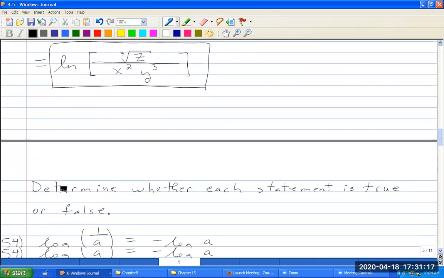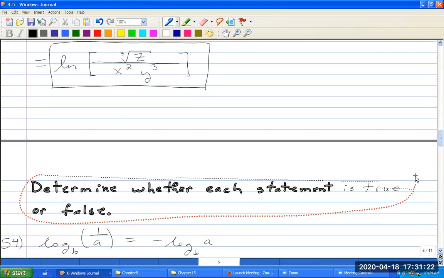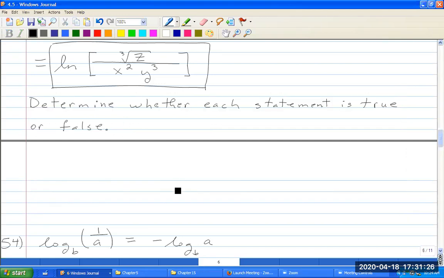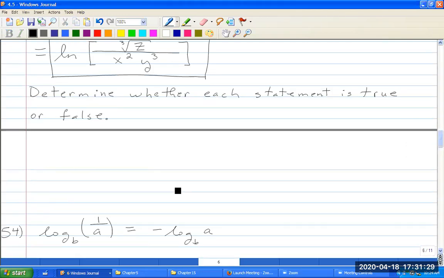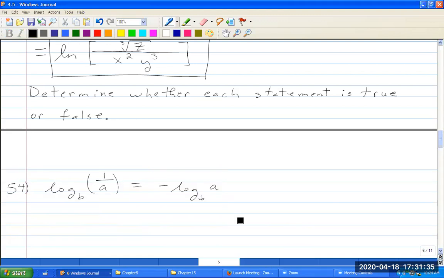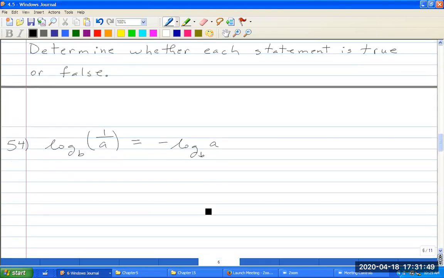Okay, so the next one, determine whether true or false. Okay, so problem number 54. So, log base b of 1 over a. Is that equal to negative log base b of a? Yes. So this is a true statement.